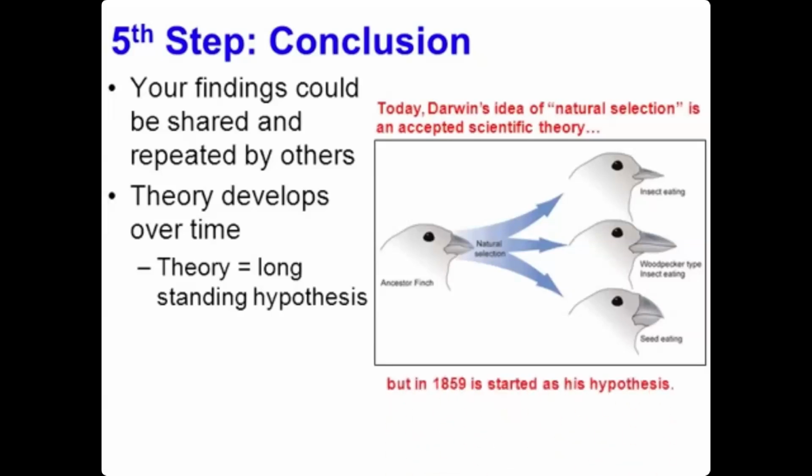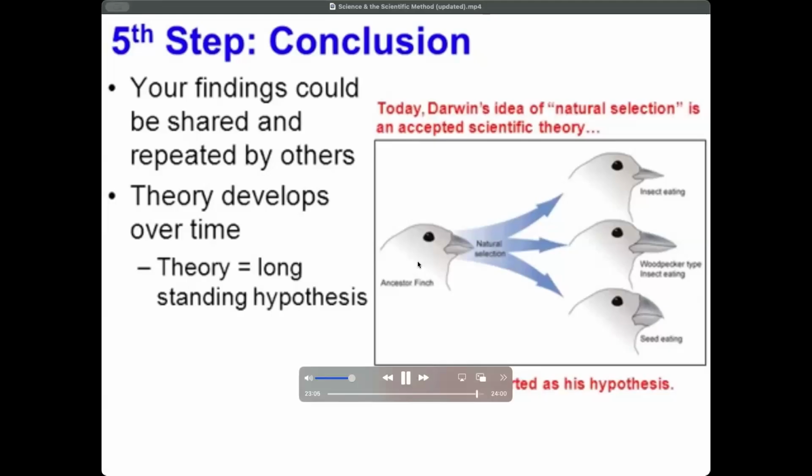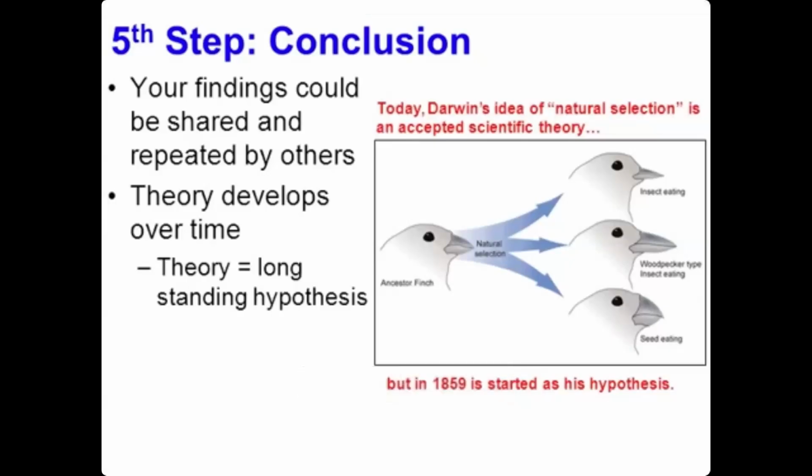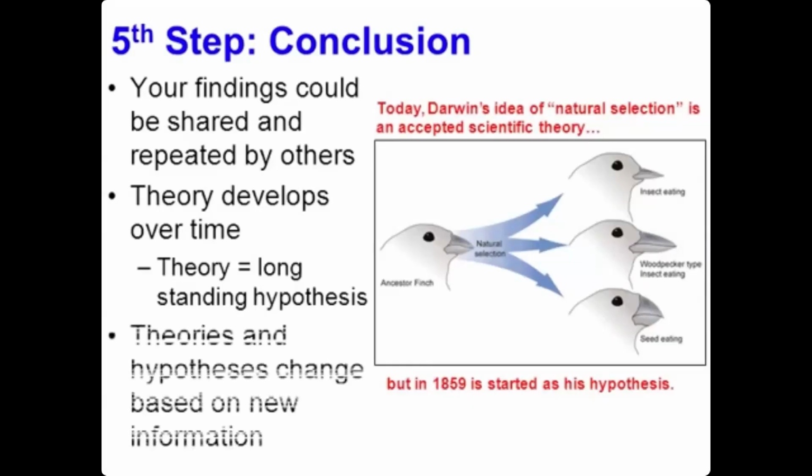But in 1859, when he wrote the book on the origin of species, this was really his hypothesis at the time, that organisms with advantages would survive better and pass on those advantages to their offspring. And so hypotheses, if they are able to stand the test of time and intense scrutiny, eventually could develop into what's called a theory. Both theories and hypotheses can change based on new information.